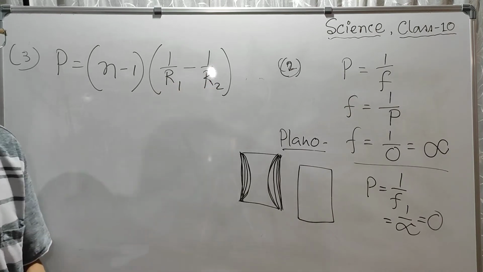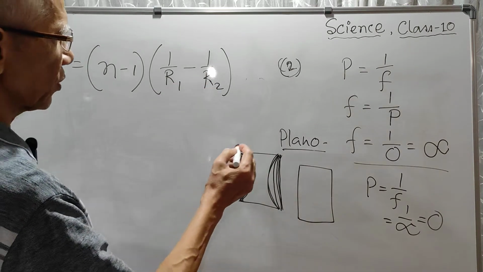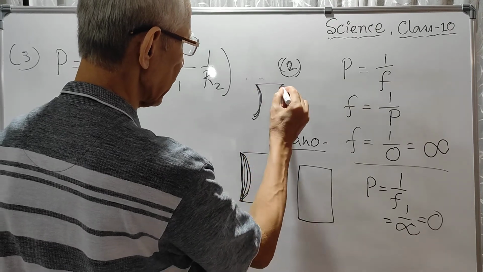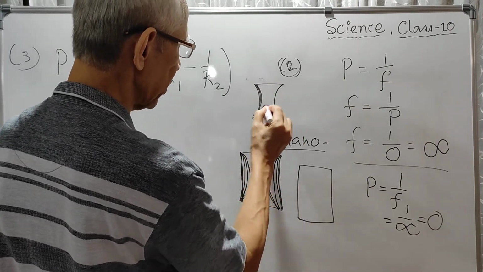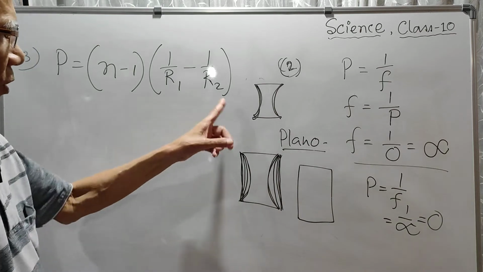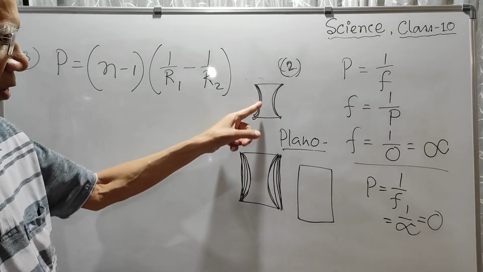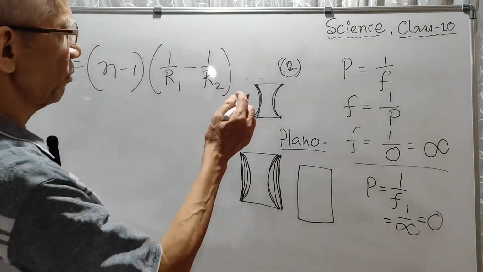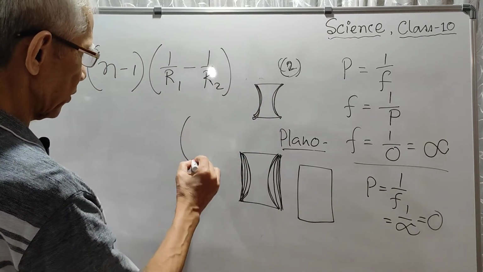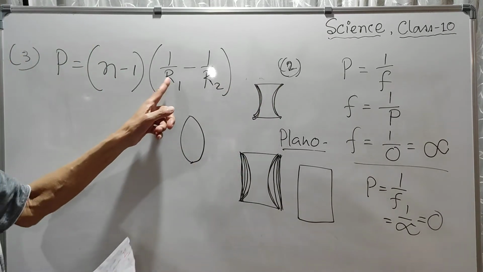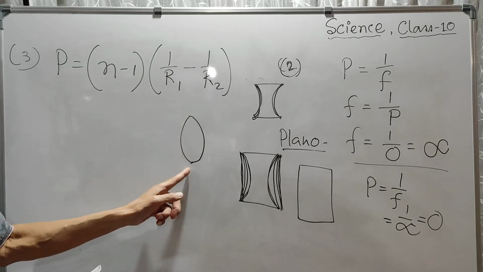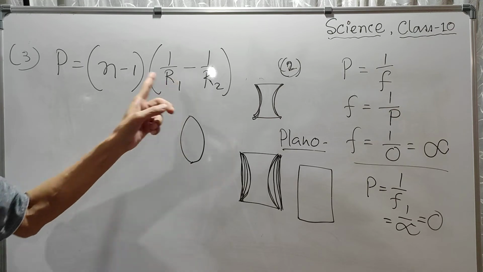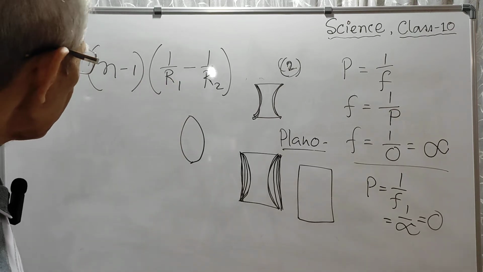R1 and R2 are the radius of curvature of the two surfaces. So R1 is the radius of curvature of this surface, and R2 is the radius of curvature of this surface. All right, it may be convex also, like this. So R1 is the radius of curvature of this surface, and R2 the radius of curvature of this surface. All right. So this is the lens maker's formula.